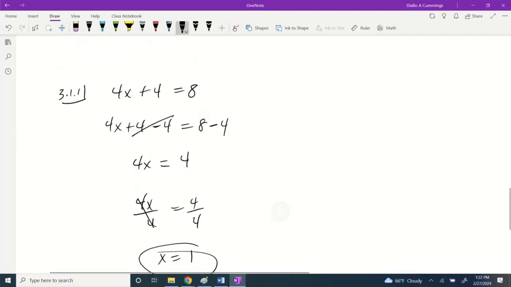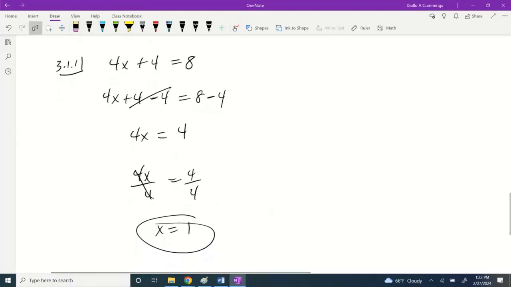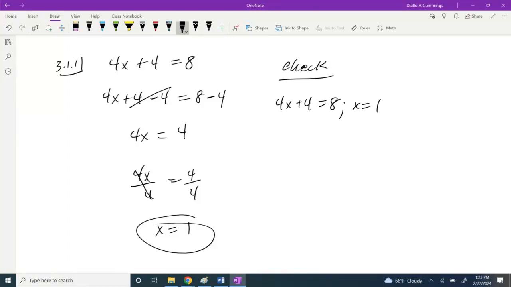Now you can also check these. So I just kind of check this first one. In order to check, you have to use your original equation. So 4x plus 4 is equal to 8. And I'm going to substitute x for 1. And if 1 is a solution, it's going to make both sides equal the same value.